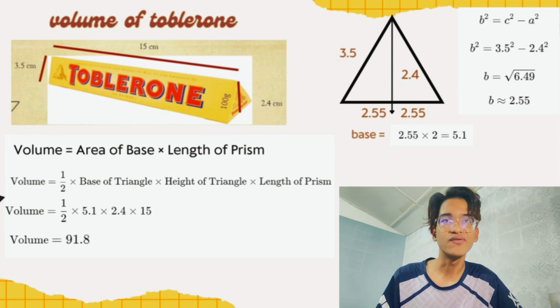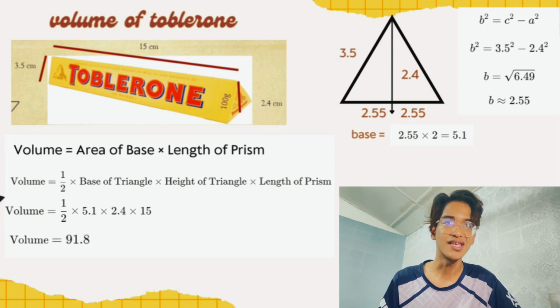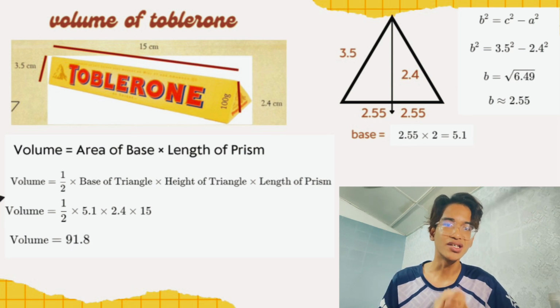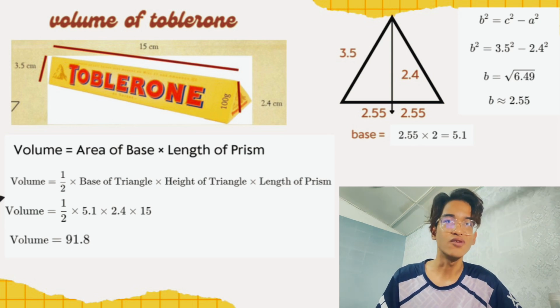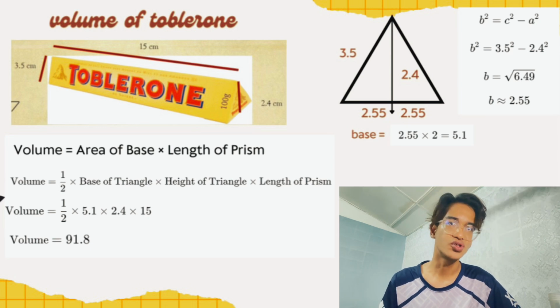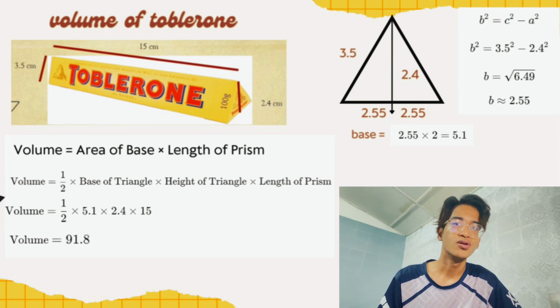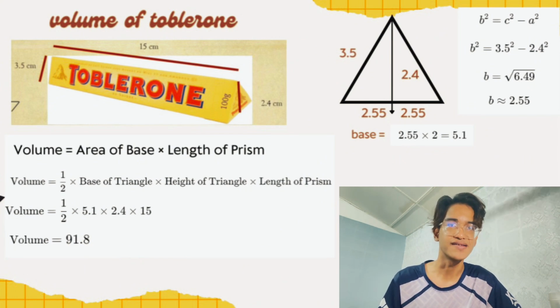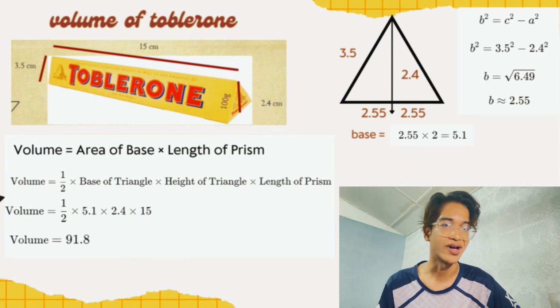The formula is b squared equals c squared minus a squared. So, fill in the information given in the formula. It will be b squared equals 3.5 squared minus 2.4 squared. The next step, you will get b equals the square root of 6.49. Use the calculator and you will get the answer, 2.55.